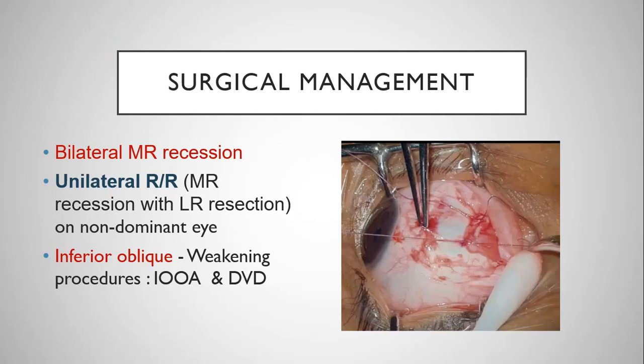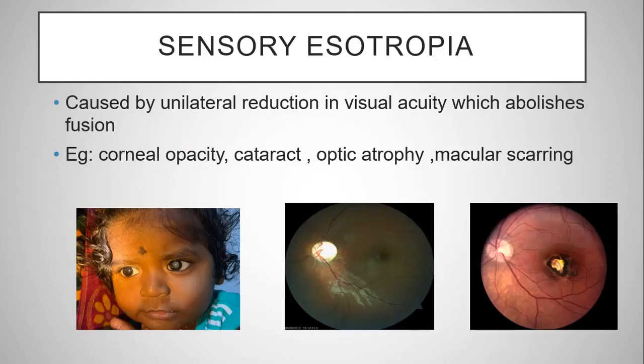If inferior oblique muscle overaction is there, or DVD is there, then you tackle according to the inferior oblique, either a weakening procedure or both, or anterior positioning of the inferior oblique muscle. Then coming to sensory esotropia. It is caused by unilateral reduction of visual acuity. Most causes are corneal opacity, cataract, optic atrophy, macular scarring.